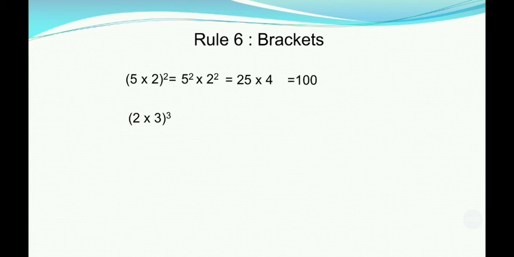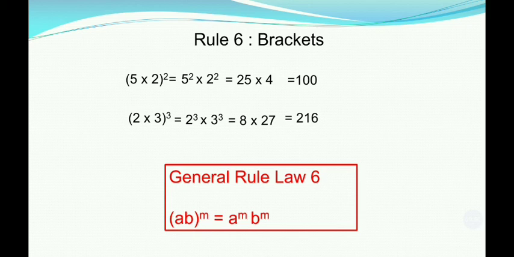So next example, 2 into 3 whole cube. You can write it as 2 cube into 3 cube. 2 cube is 8, 3 cube is 27. So 8 into 27 is 216. There is one more method to solve this. That is multiply 2 into 3. You will get 6. So 6 cube is equal to 216. So in general, it is ab whole to the power of m is equal to a to the power of m into b to the power of m.